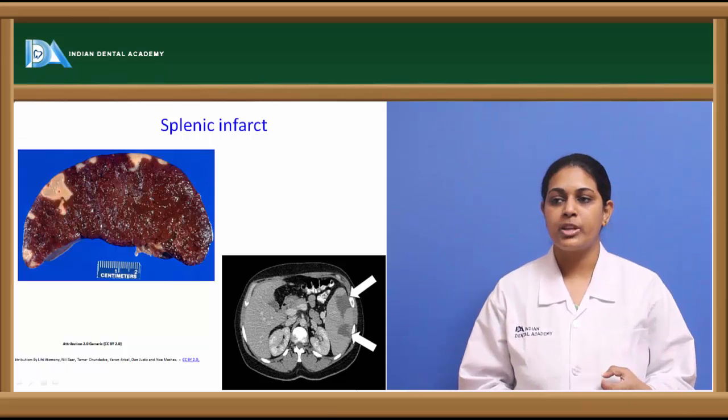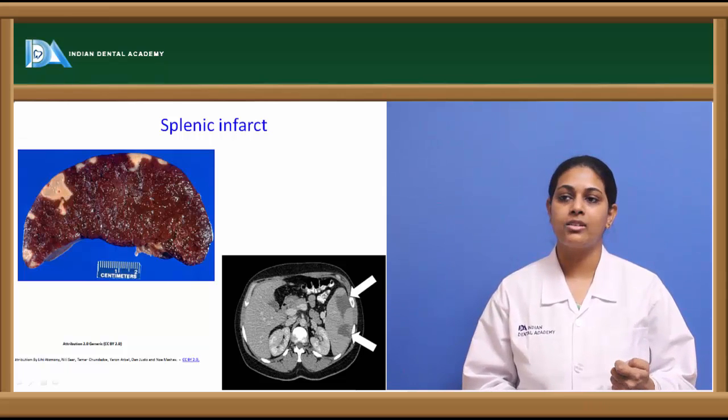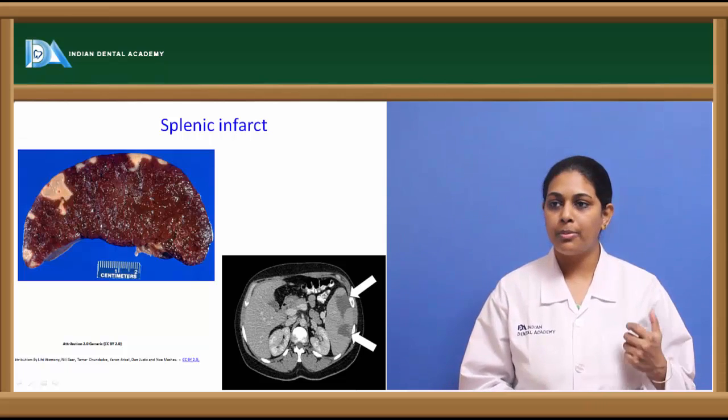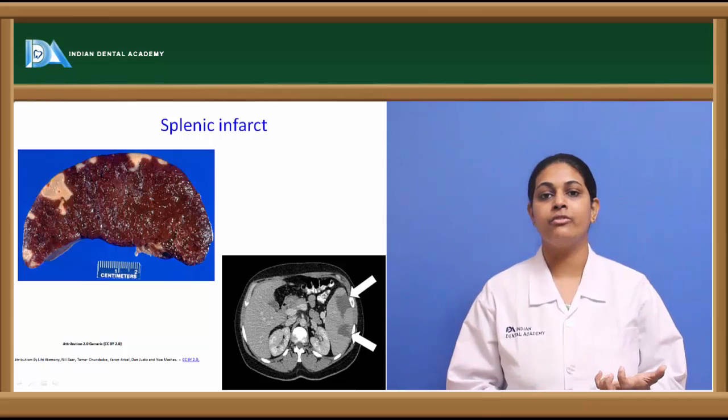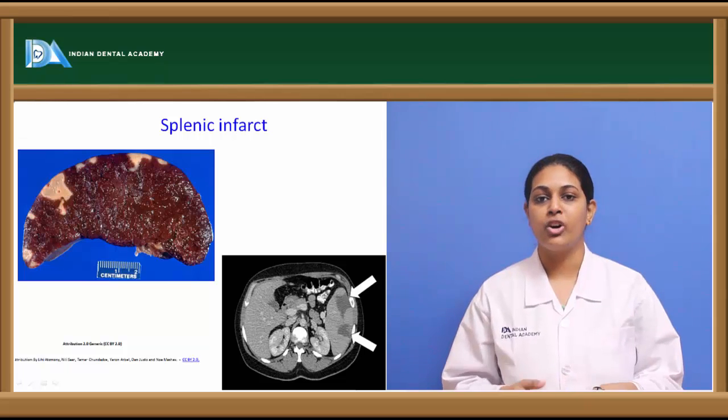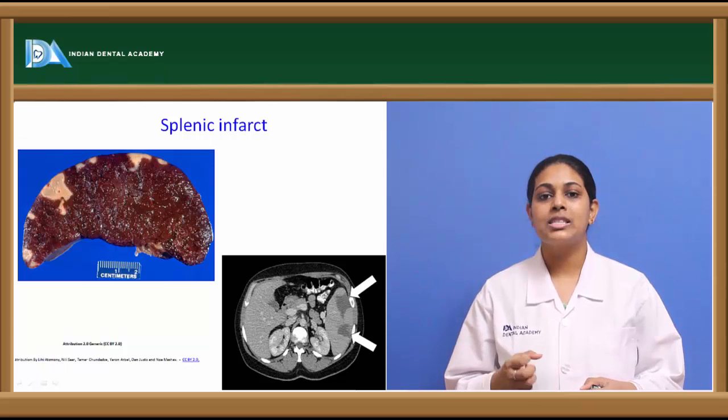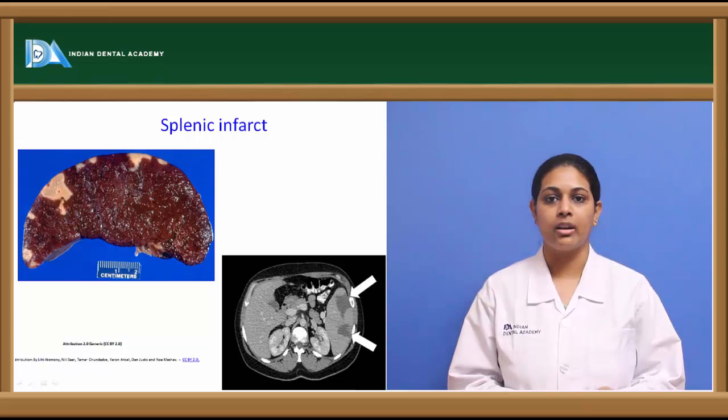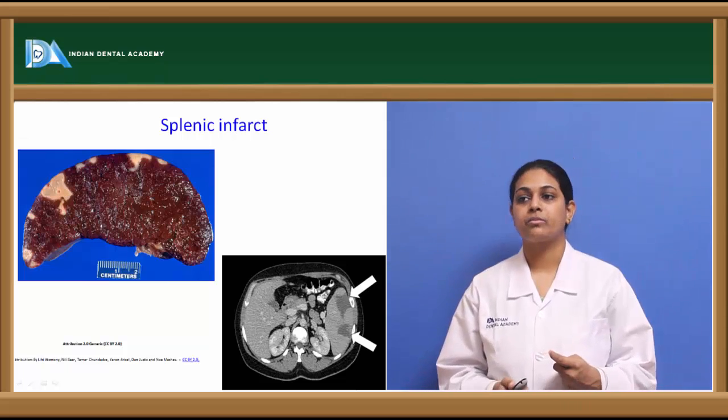Coming to the gross specimen of a splenic infarct, we see that it is dark in color, which could probably be a fresh splenic infarct, and it is usually firm to soft in consistency. The cut section might show numerous sinusoidal appearances in a splenic infarct.